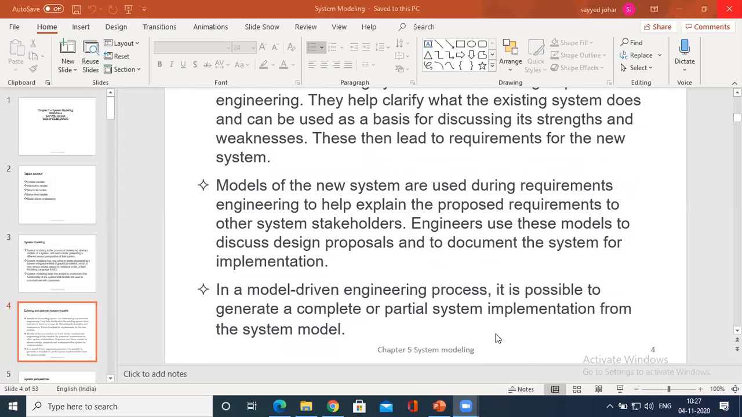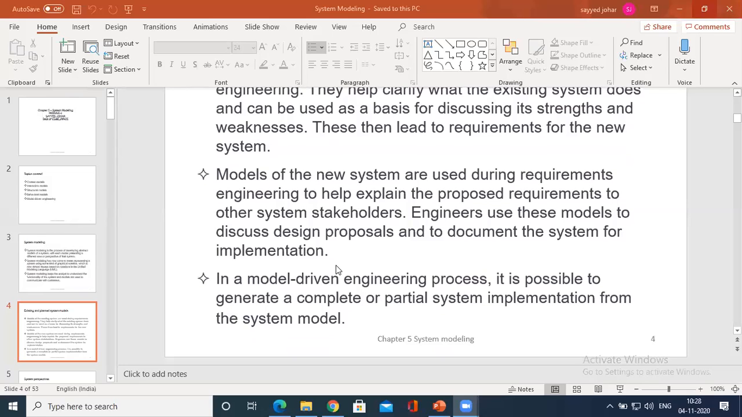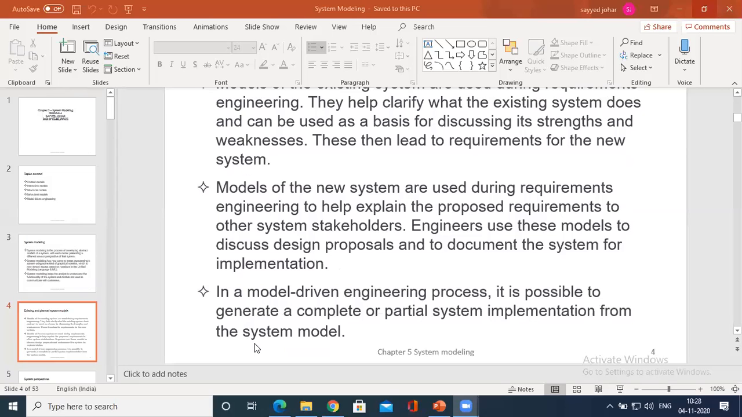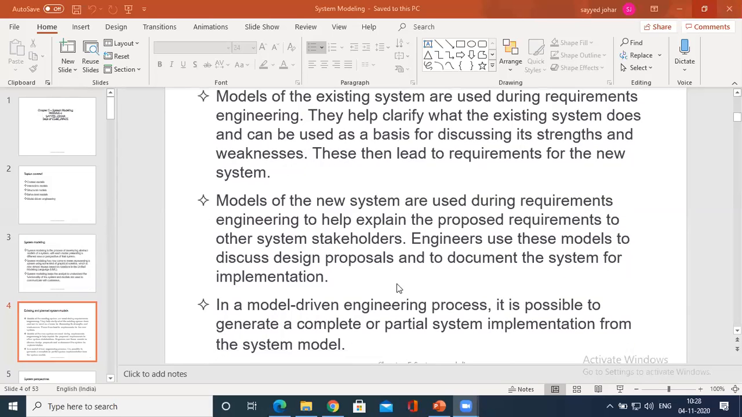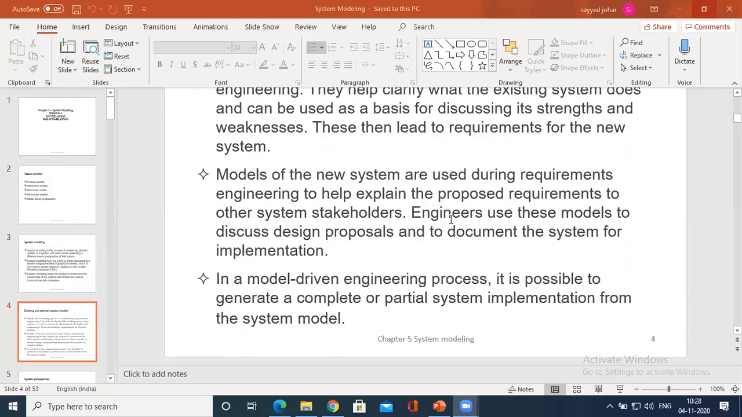So in fact, in the model driven engineering process, it is possible to generate a complete or partial system implementation from the system model. So again, it is quite theoretical. Let me go to the concept of context model. Before that, all these concepts: what is a model, what is a model driven engineering process, right? So what are the concepts of existing system and proposed system? Existing system is an already running system, and a proposed system means the requirement that you're going to modify based on the new requirement. Okay.